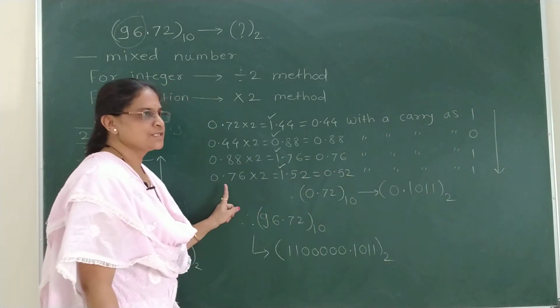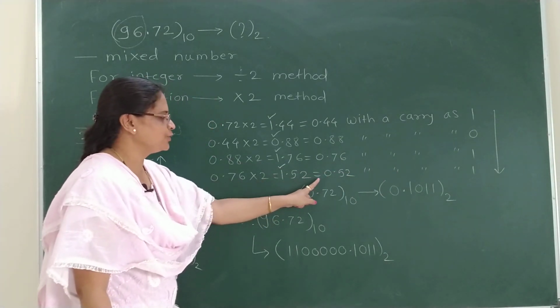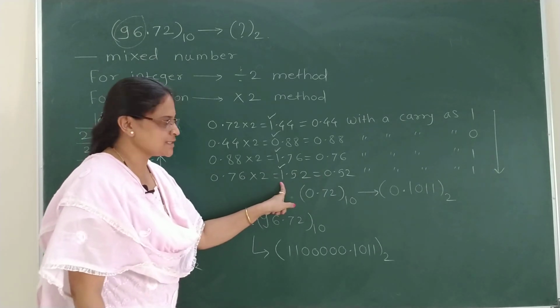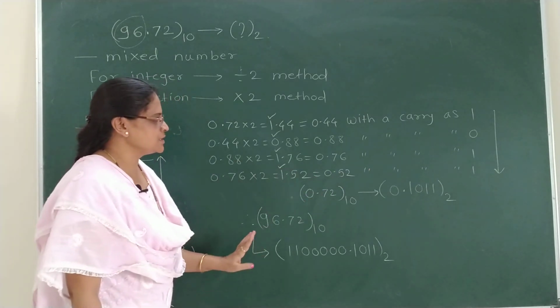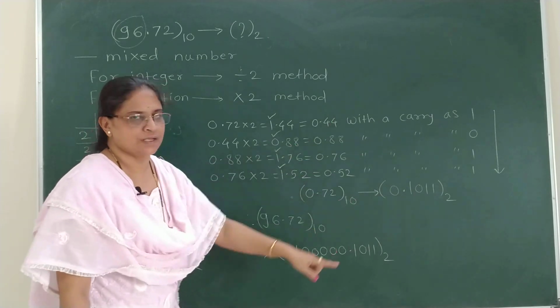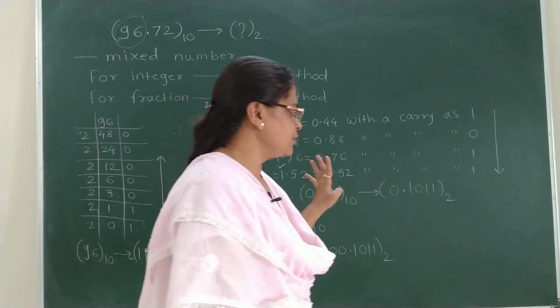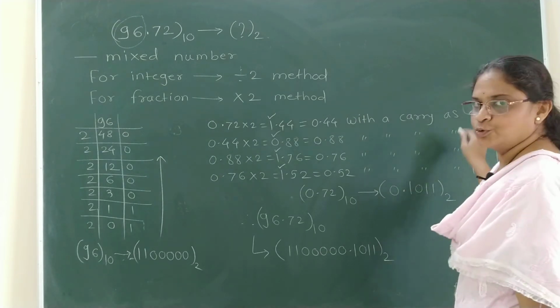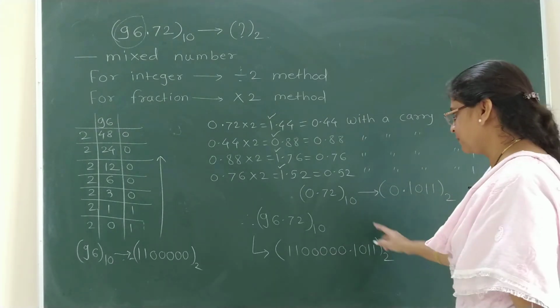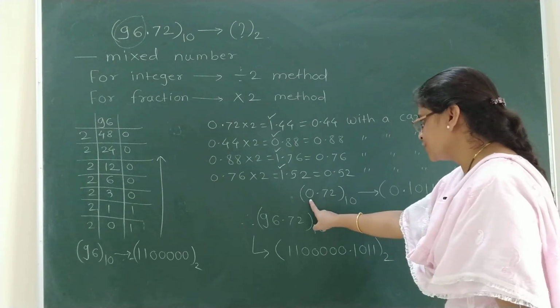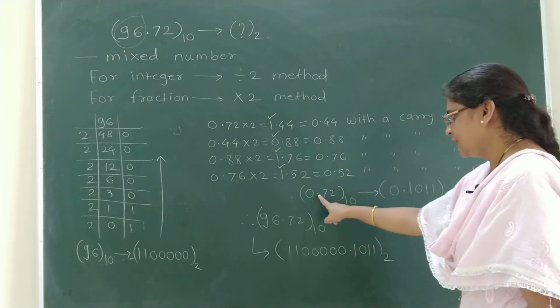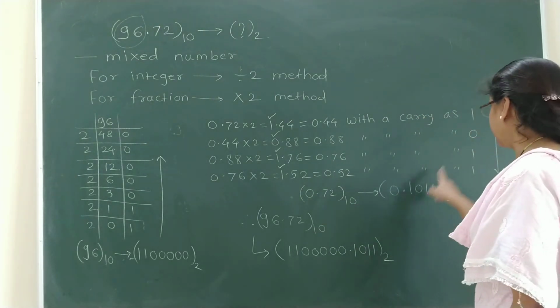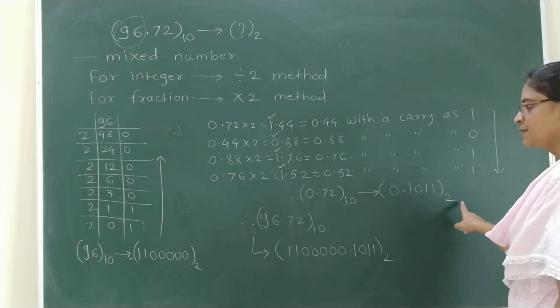Continue with 0.76 into 2. It shows 1.52. Remove this integer position digit 1. So the answer is 0.52 with a carry as 1. Here we can stop after 4 steps. So how to write the answer? Top to bottom, forward order. For 0.72, decimal 0, binary 0. Decimal point equivalent, binary point. Then write 1011 to the base 2.